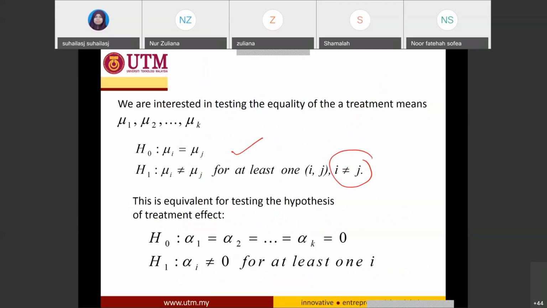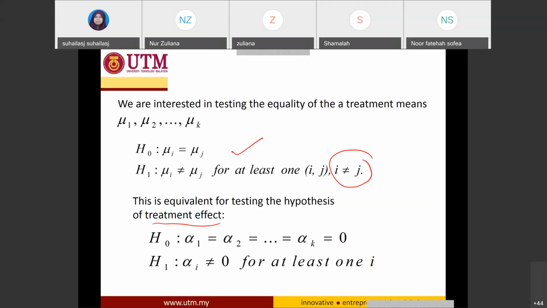Okay, i tak boleh sama dengan j lah. Kalau i sama dengan j, it's the same value. Okay, mu i unequal to mu j for at least one of i, j, where i is unequal to j. So this one is equivalent for testing the hypothesis of treatment effect. So kalau nak test for treatment effect, null kamu alpha 1, alpha 2 up to alpha k is equals to 0. Your alternative, alpha i is unequal to 0 for at least one i.